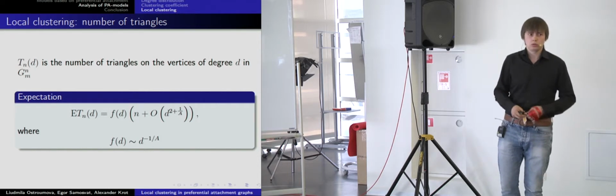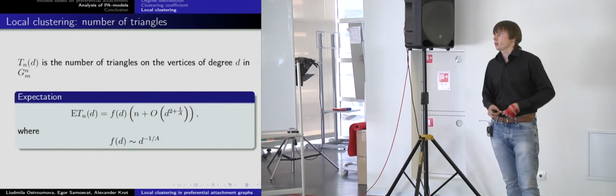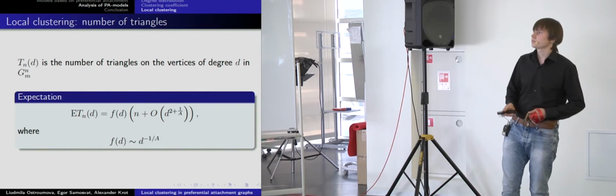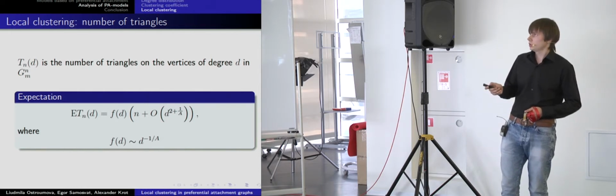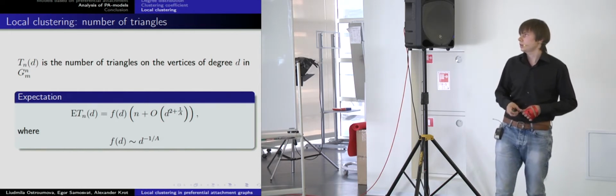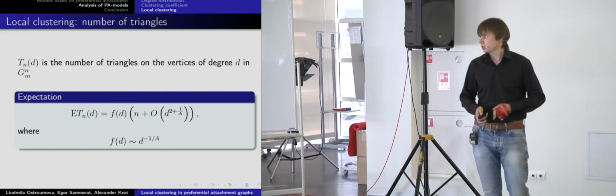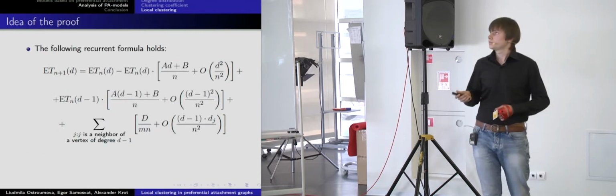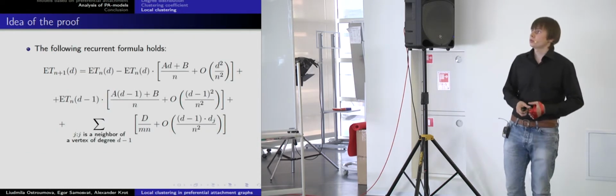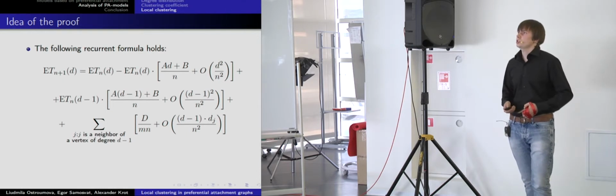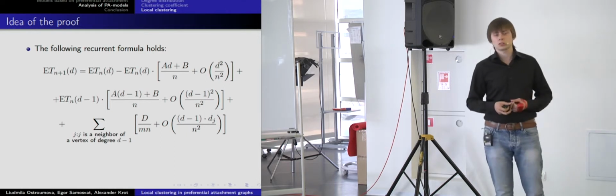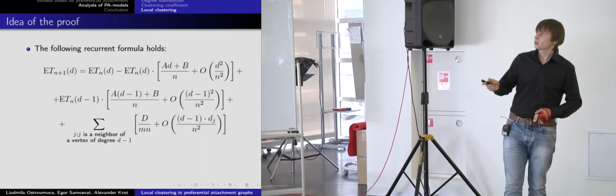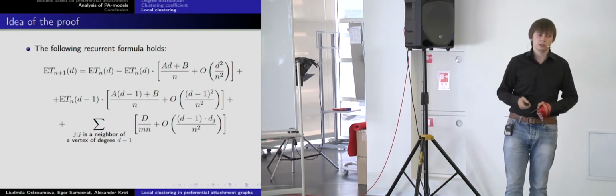So first of all, what about the expectation? We have a function which is linear in n, and asymptotically we have such behavior. Now, what's the idea of the proof? It's quite simple, because at each step before we add a new vertex, we have some triangles on the vertices of degree d.